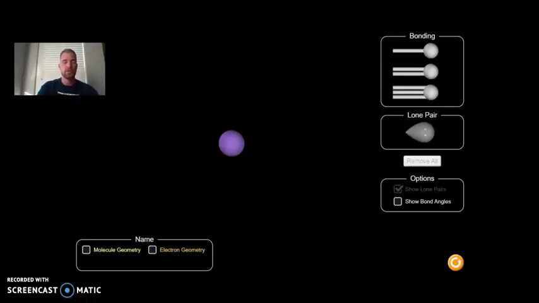Alright, so I'm on the web page now, and what I did is when I clicked the link and ran the simulation, I clicked model. You can also use real molecules too, but the model will work just fine.